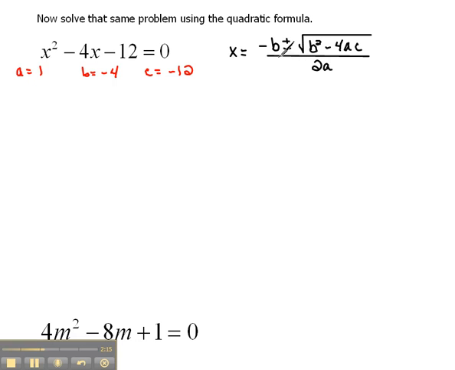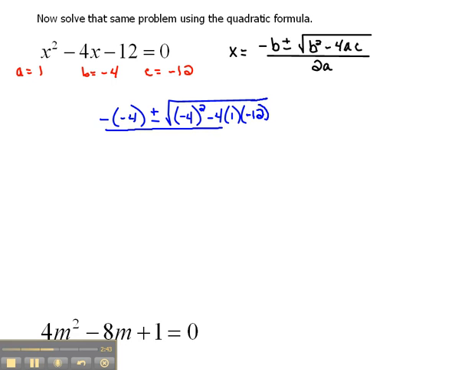Now, knowing our a, b, and c, it literally is a matter of plugging those numbers in the correct spot. So the opposite of b would be the opposite of negative 4 plus or minus the square root of b, which is negative 4 squared, minus 4 times a, which is 1, times c, which is a negative 12, all over 2 times a, which is a 1. This is what x equals. Now it's just a matter of simplifying.